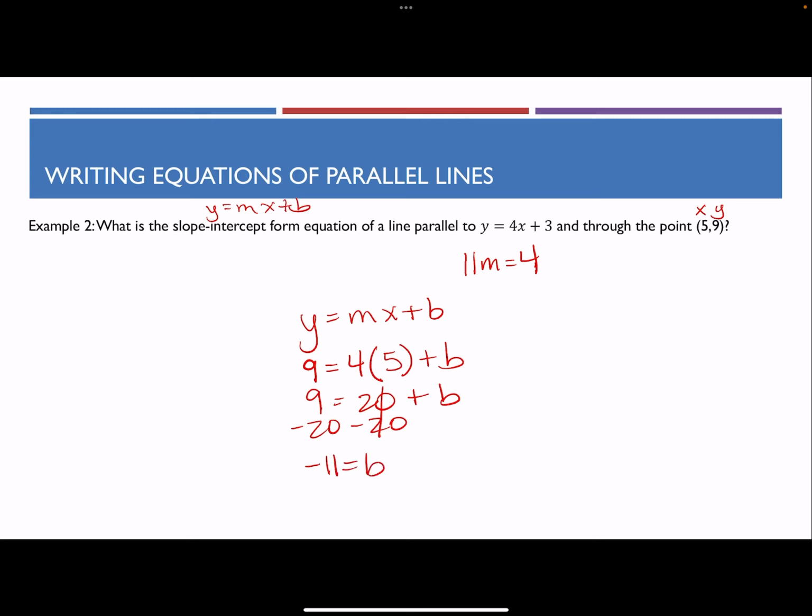And now again, ultimately, we're not done. We need to put it all together and write the equation. y is equal to 4x minus 11.